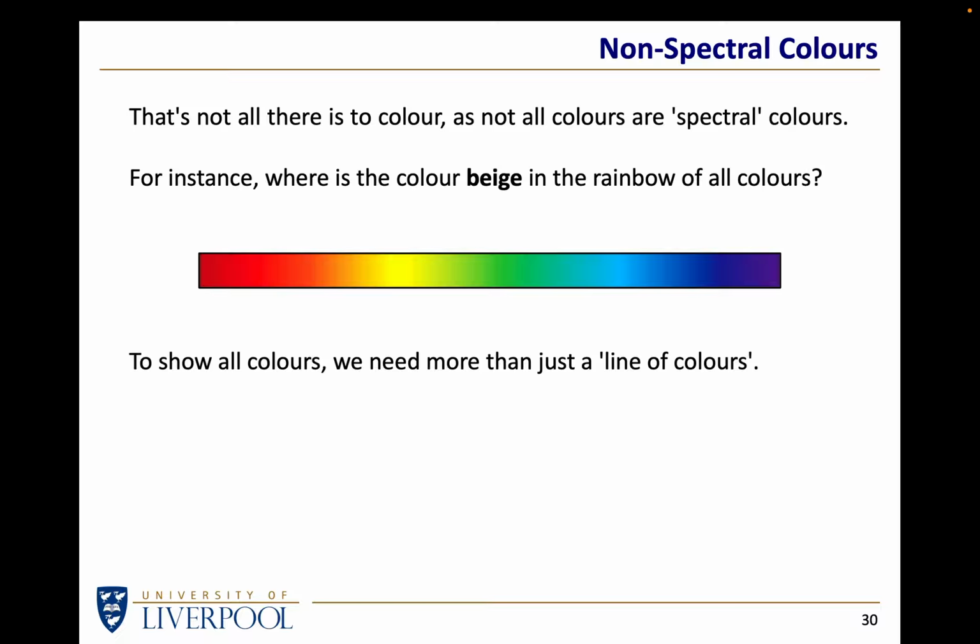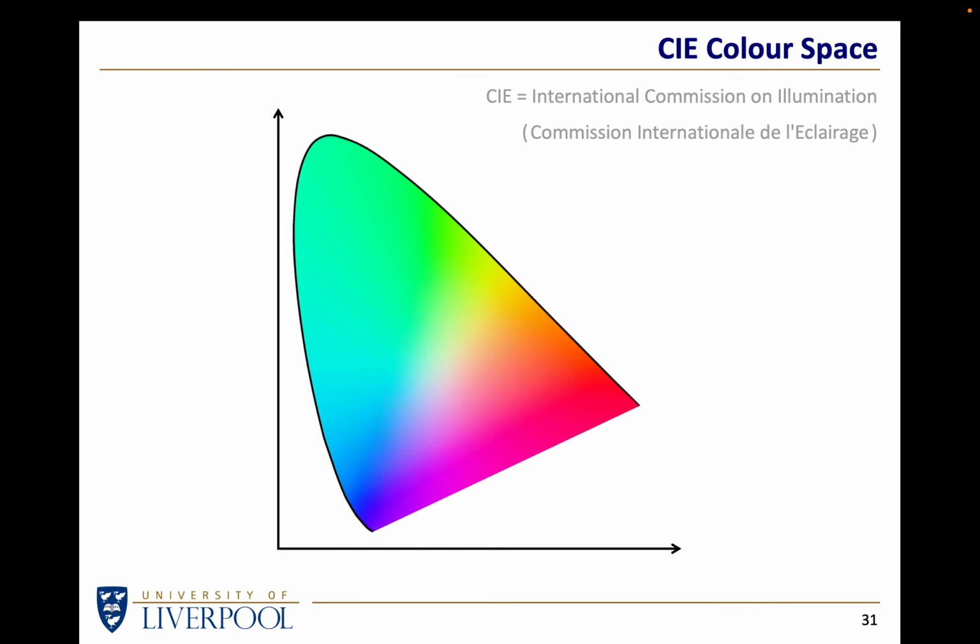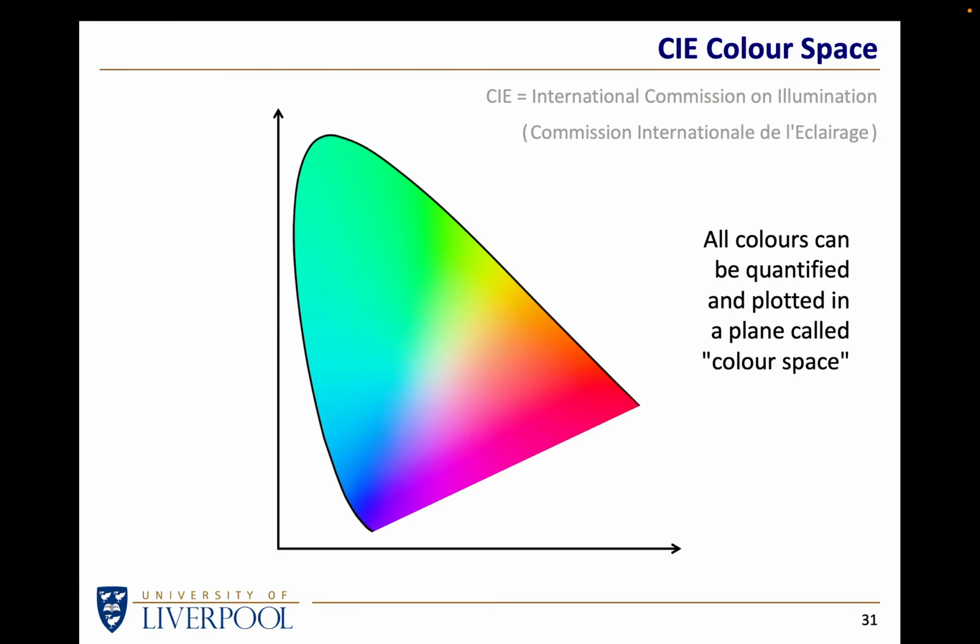And that's why when we're trying to quantify color, a simple linear scale is not good enough. After lots of debate and lots of international discussion, it was agreed that one way of representing colors is in a two-dimensional space. And I am not going to worry too much about what these two axes are. I'm going to sort of fudge over that.